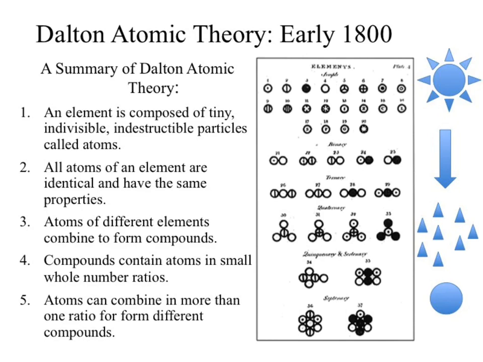Atoms can combine in more than one ratio to generate different compounds. Okay. So in his summary, he then went through and built his own periodic table. And this is the image that we've got of his periodic table. Okay. So his periodic table is right there at the top. What do we got? 18, 20 elements. That was his periodic table.